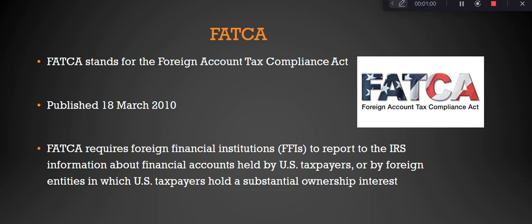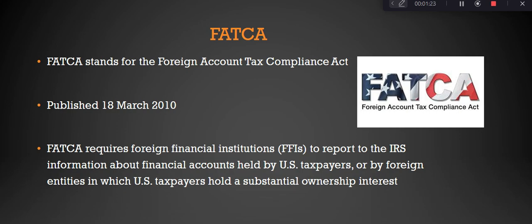So let's get ahead with one of the most important tax compliance acts which has a global presence, the FATCA Act. So FATCA basically stands for Foreign Account Tax Compliance Act. So this was established on 18 March 2010, at similar timings to the Dodd-Frank Act, after the recession of 2008-9.